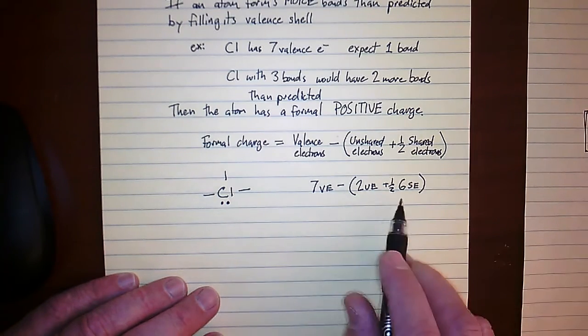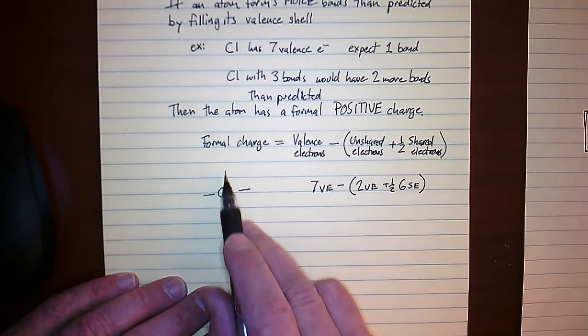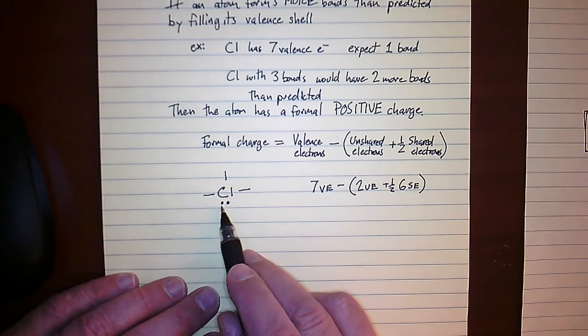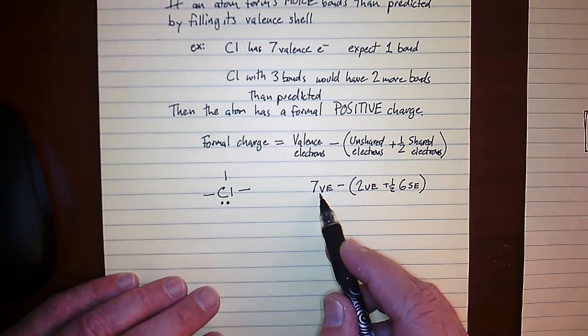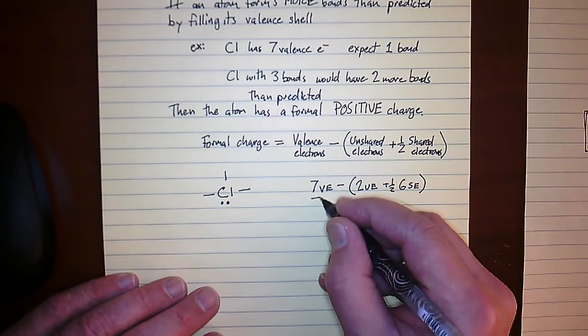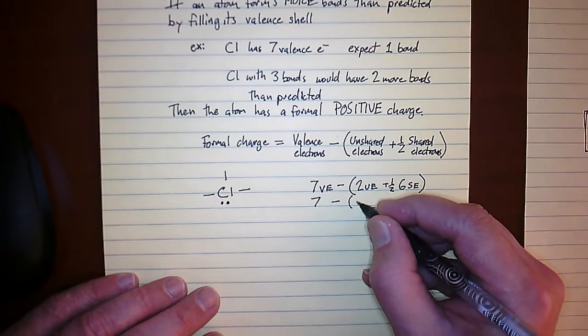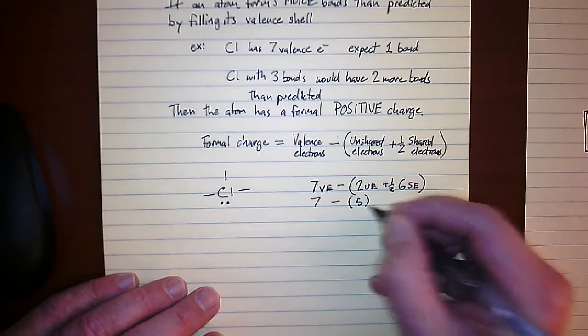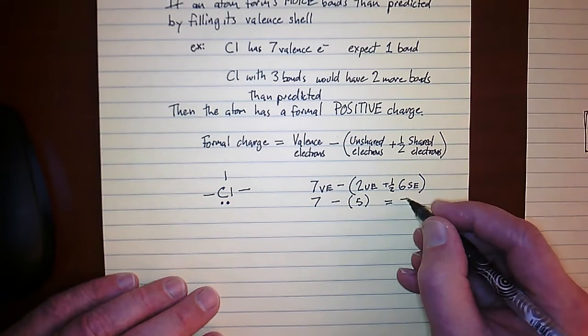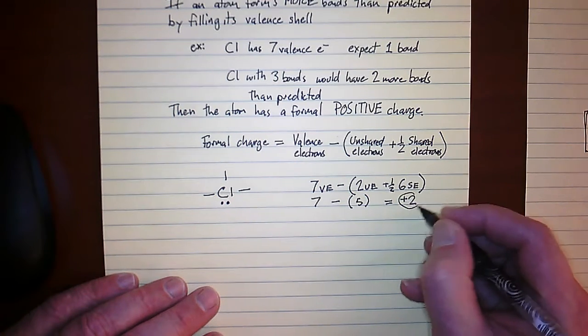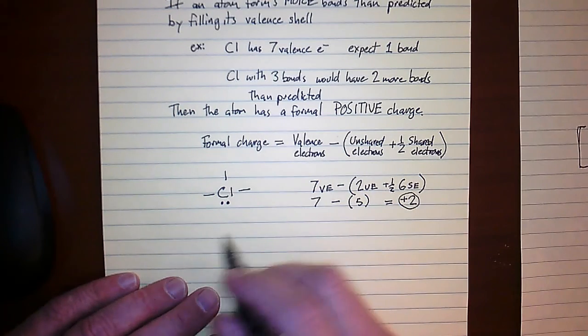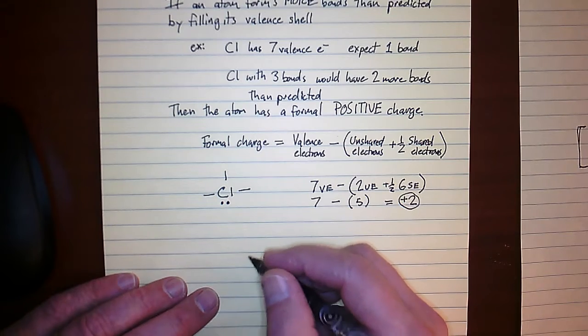Okay. If we look at it this way, there are 1, 2, 3, 4, 5, 6 shared electrons, 2 unshared electrons, and chlorine normally has 7. So that becomes 7 minus 2 plus 3, which is 5, which is equal to positive 2. And so we would treat this chlorine as if it had a positive 2 charge on it.